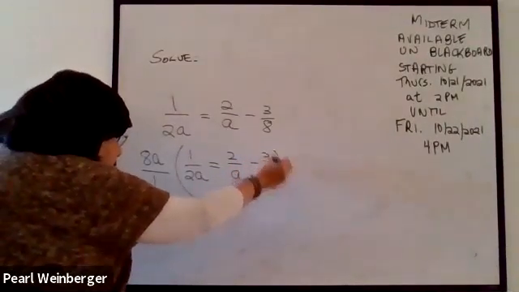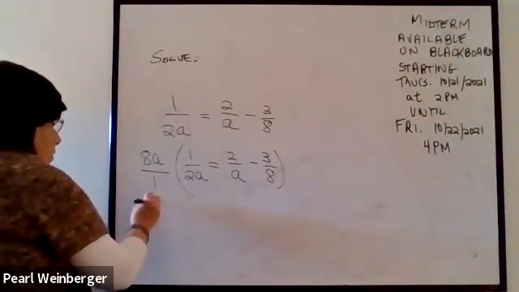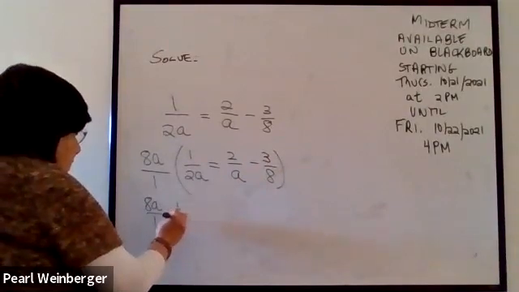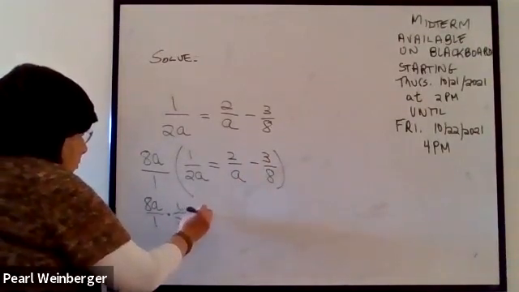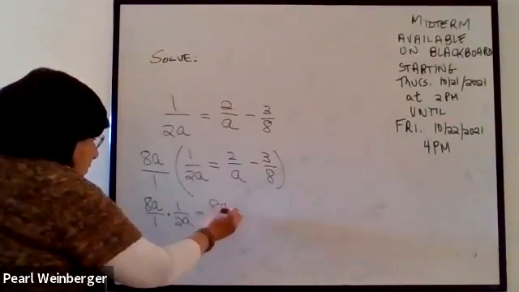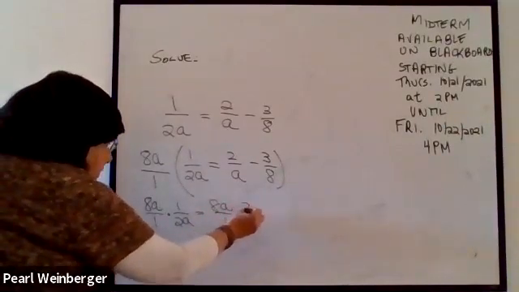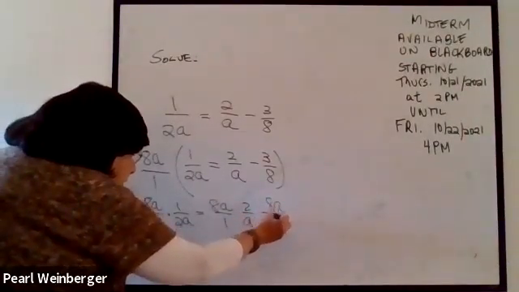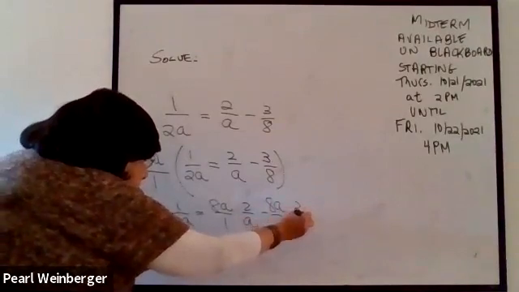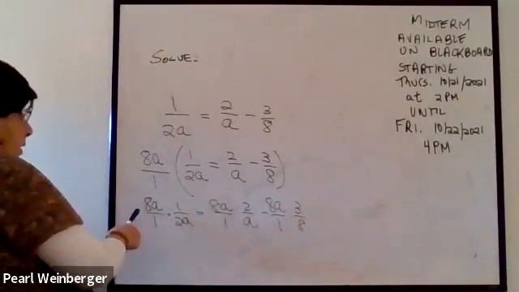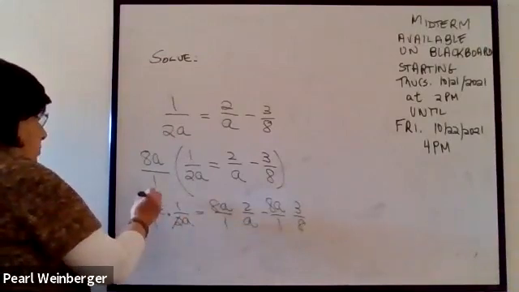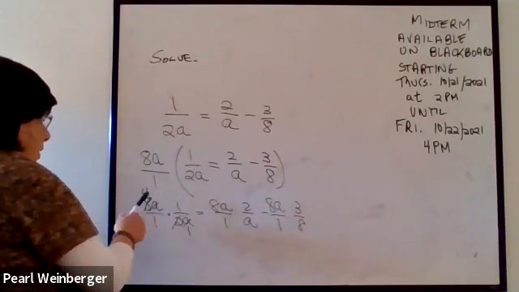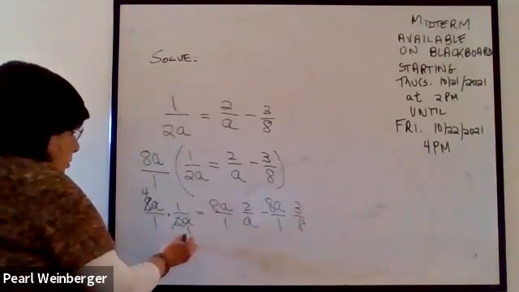Which means I'm going to have to distribute this 8A. So I'm going to have 8A over 1 times 1 over 2A equal 8A over 1 times 2 over A minus 8A over 1 times 3 over 8. Okay, let's see over here. Here the 2 goes into the 8 four times, and the A's all cancel out. So I have just 4 times 1, which is 4.